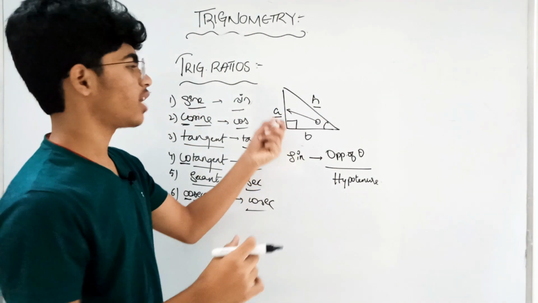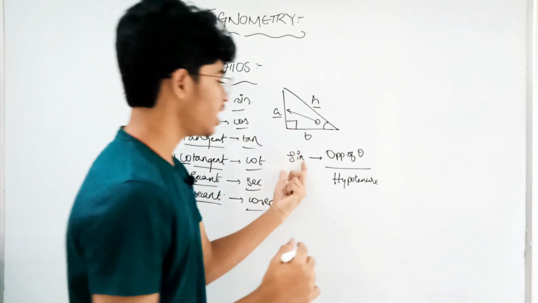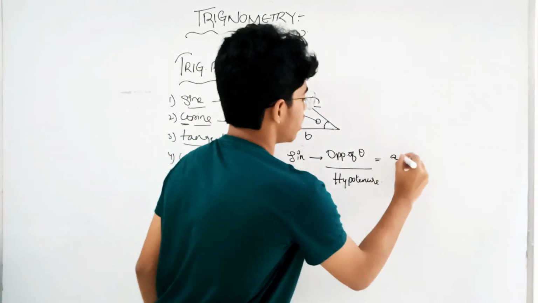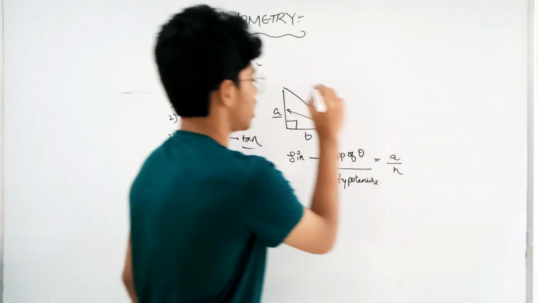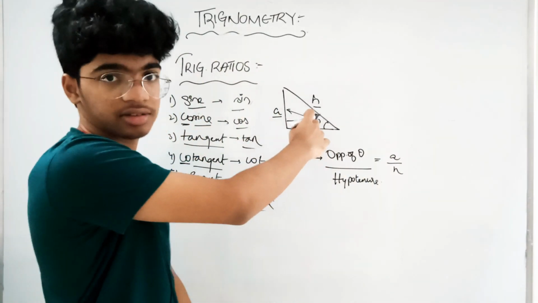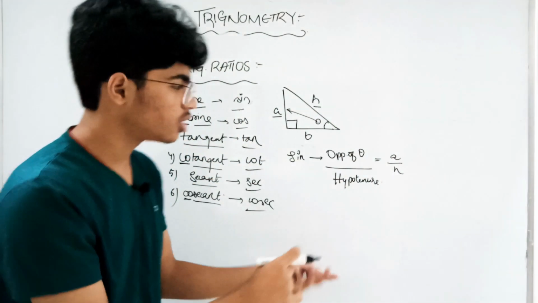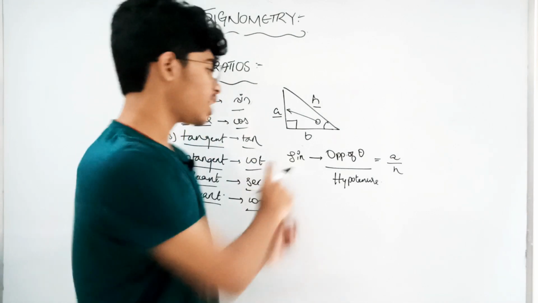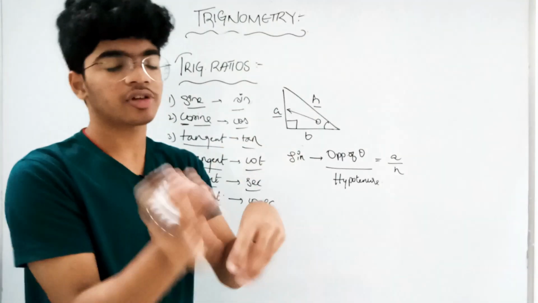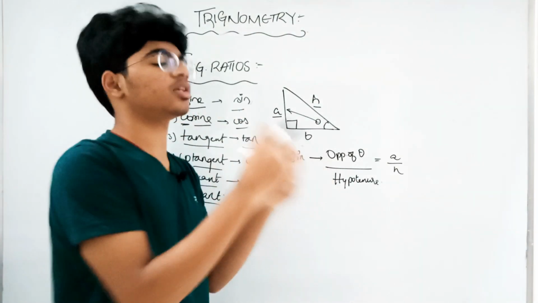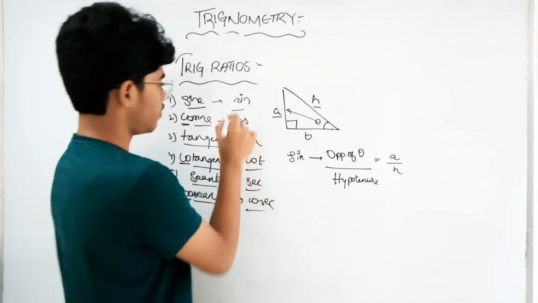So in terms of variables, we can write sine equals A by h, which is opposite over hypotenuse, right? Opposite over hypotenuse. So get this fixed in your mind. Sine is opposite over hypotenuse. Okay, good. We completed sine.